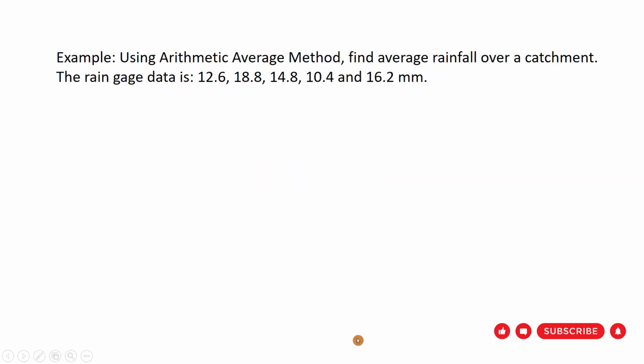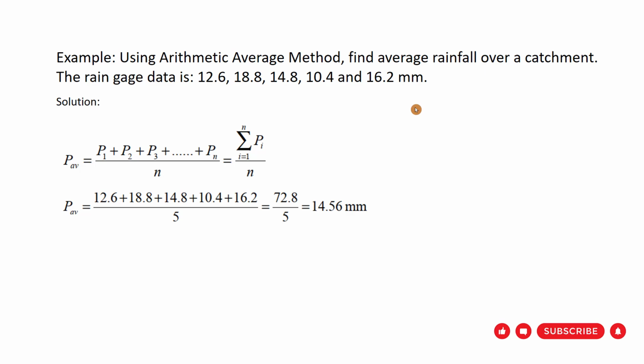Let us solve a problem. Using the arithmetic average method, find the average rainfall over a catchment. The rain gauge data is 12.6, 18.8, 14.8, 10.4, and 16.2 millimeters. Easily, by using the formula, just sum all the precipitation heights in the gauges, which equals 72.8, over the number of gauges, which is 5, equal to 14.56. That is the average rainfall over the catchment.